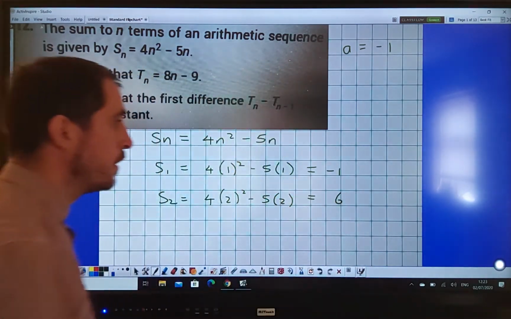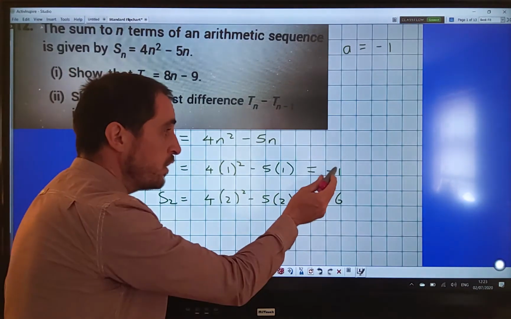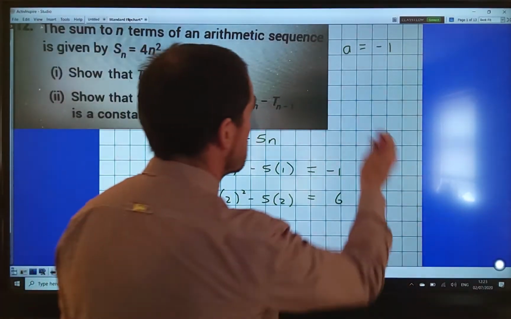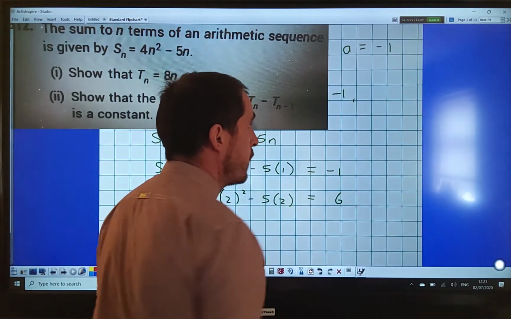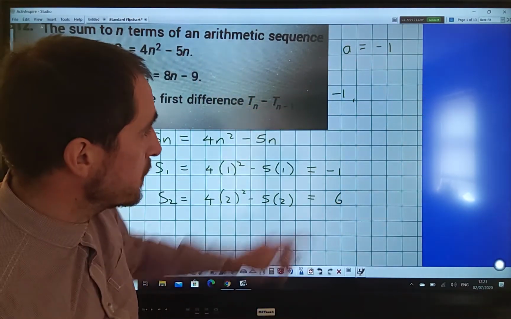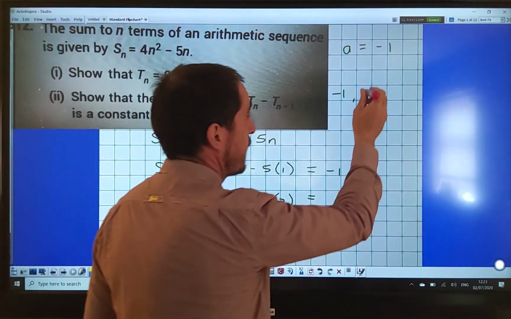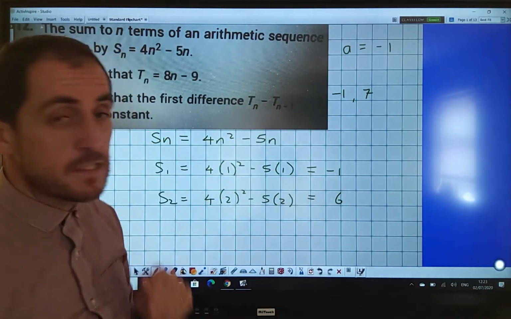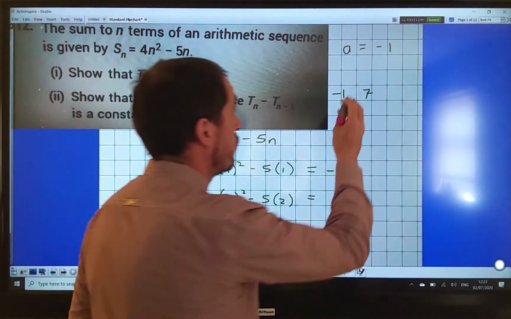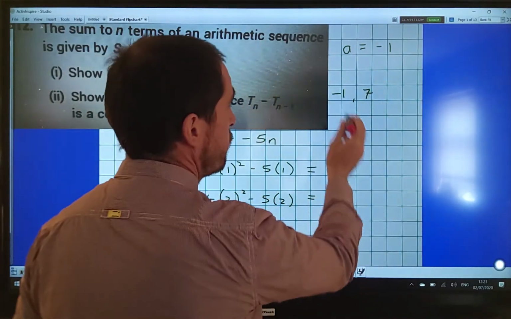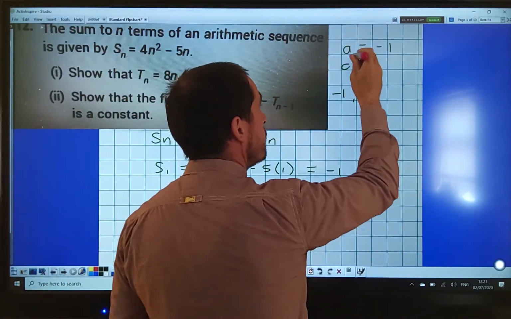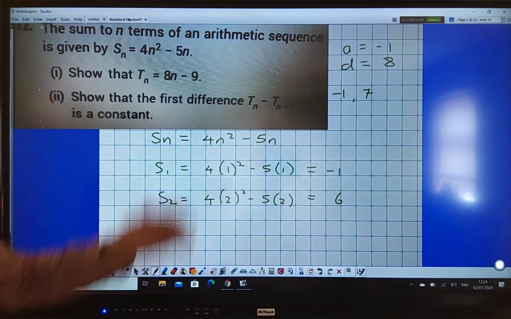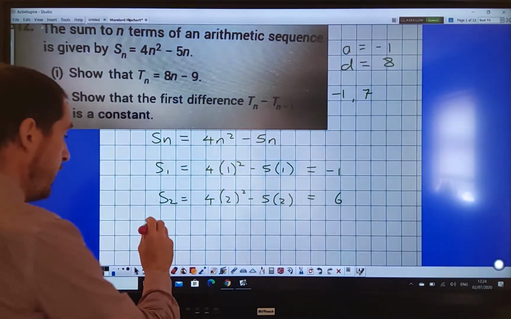So what do I add to minus 1 to get to 6? If you imagine my sequence is like this: minus 1, the next term. But that term plus that term equals 6, which means this has to equal 7, because 7 plus minus 1 is 6. So the difference between minus 1 and 7 is equal to 8. Now I have the difference and the first term, so I can get Tn.